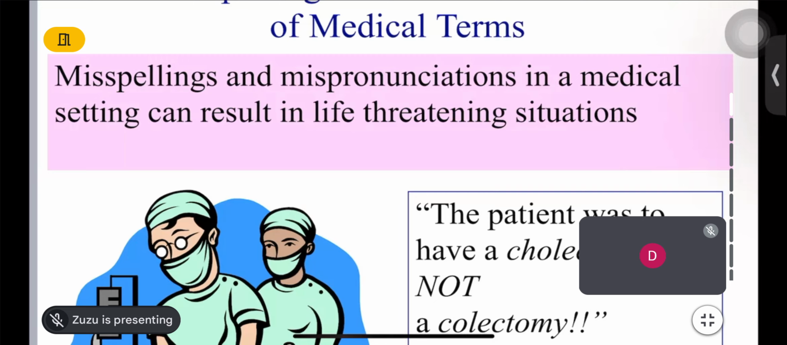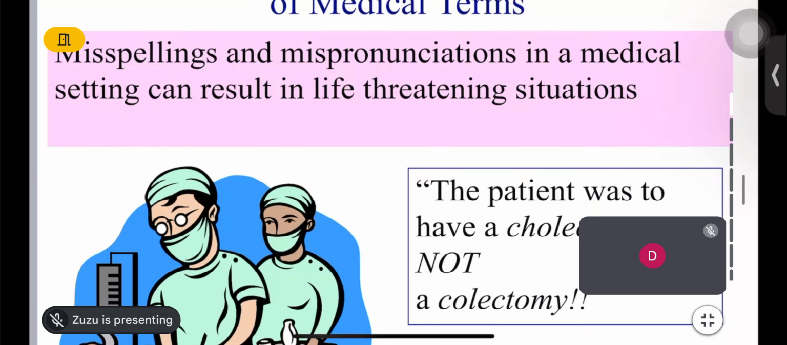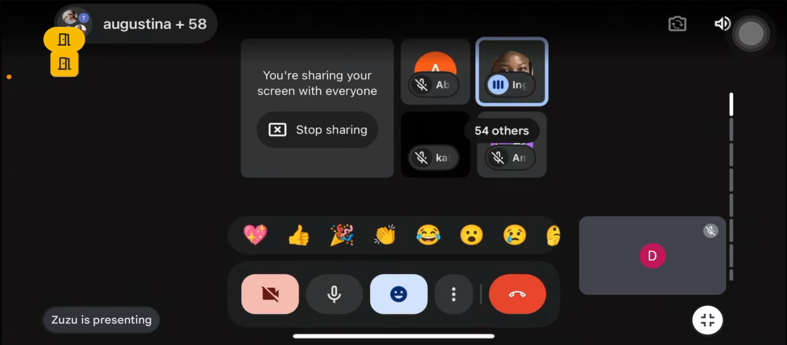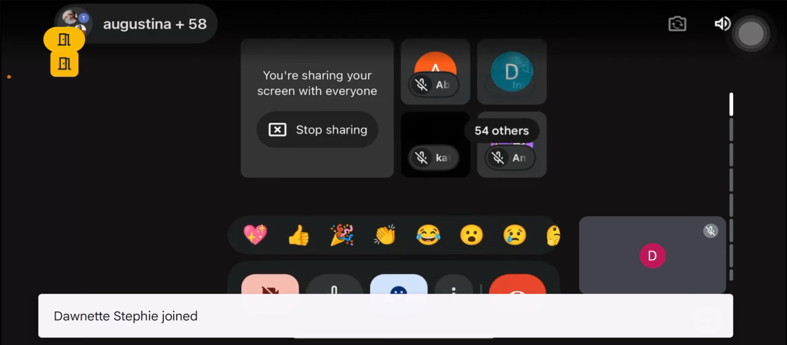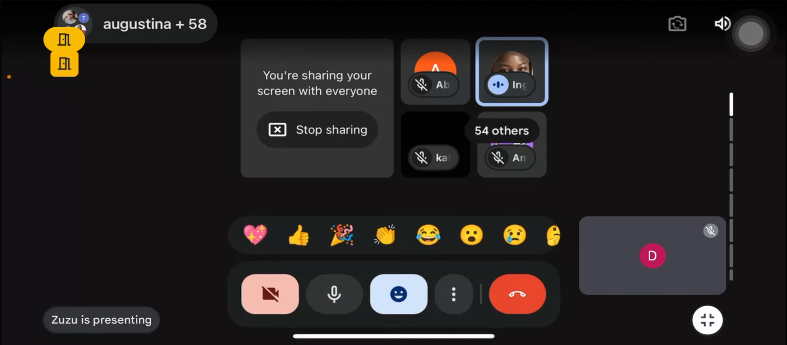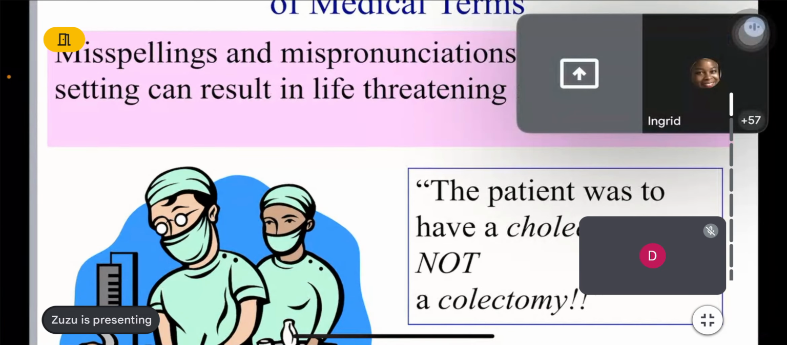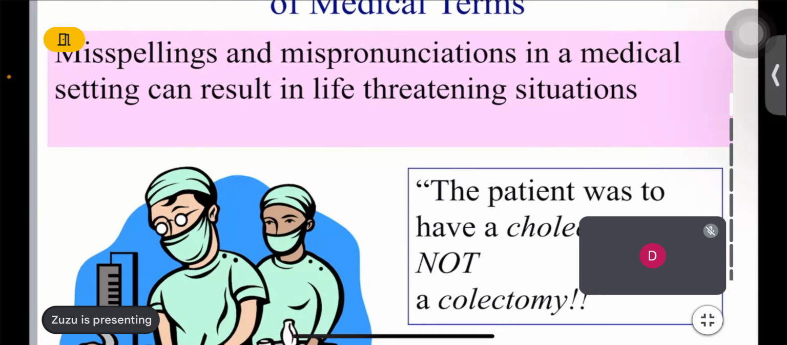Both of them are colectomy, but they're two different words. Colectomy with a C-O-L is to remove all or parts of the colon, that's the large intestine, to treat conditions like cancer, Crohn's disease, things like that. For the colon.